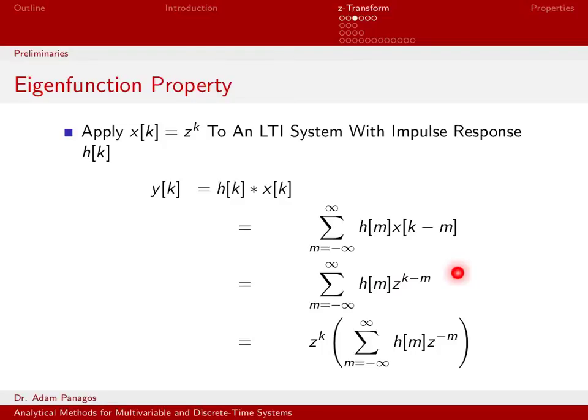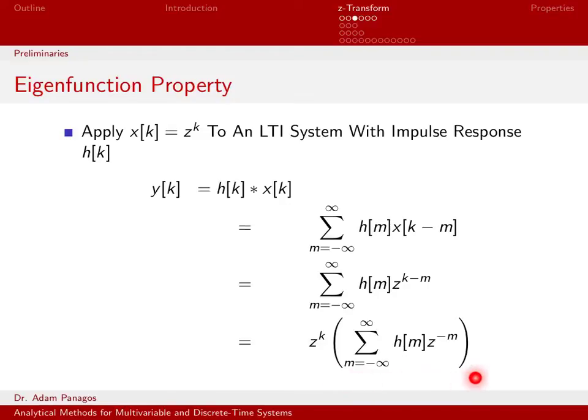And the z to the k term can be pulled outside the sum because it is just a constant term with respect to the summation, since the summation is over m. So after we do that, we now have this quantity right here times z to the k. So this is interesting. We put in z to the k, and what came out of our system was z to the k times this quantity.